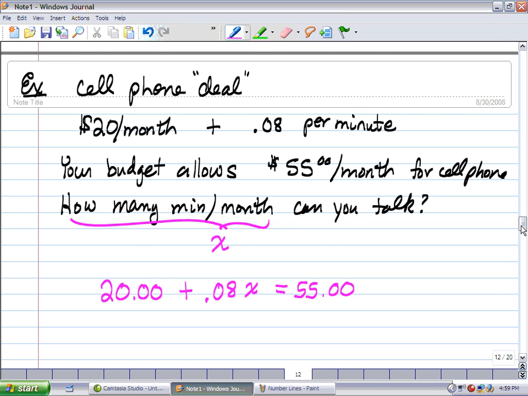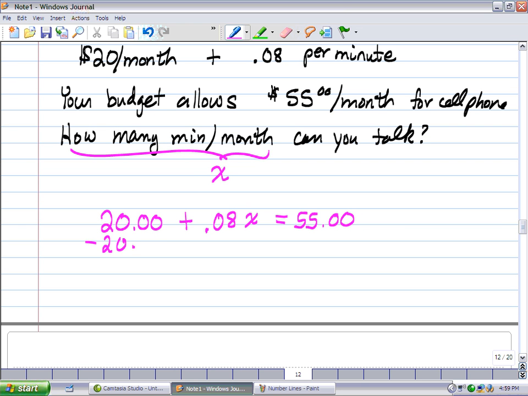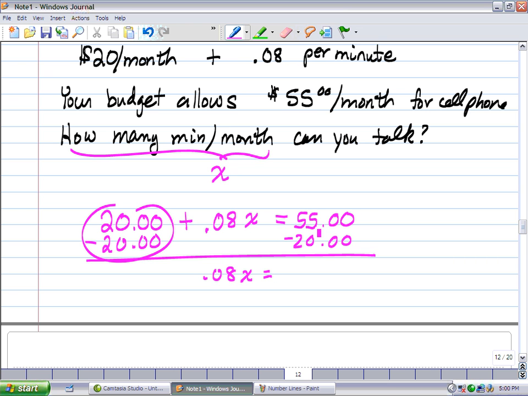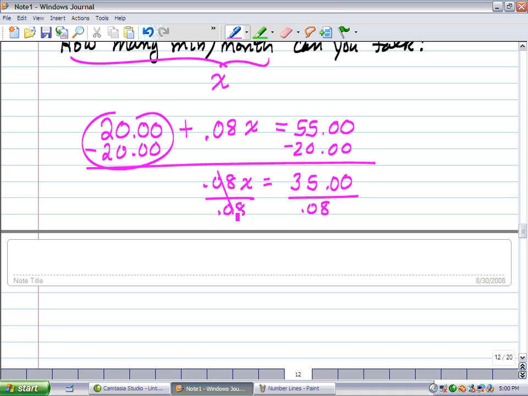So now we have to solve this equation. We'll subtract $20 from both sides. This comes out to be 0. And on this side we end up with what? $35. And so my last step is to divide by 0.08. Of course, these 8s cancel, give me a 1. Let's see, 0.08 into 35. Leave the decimal.